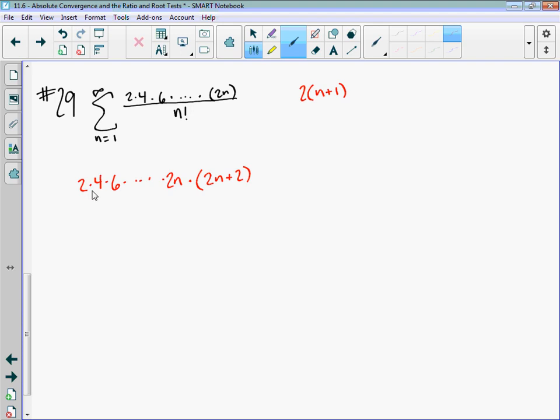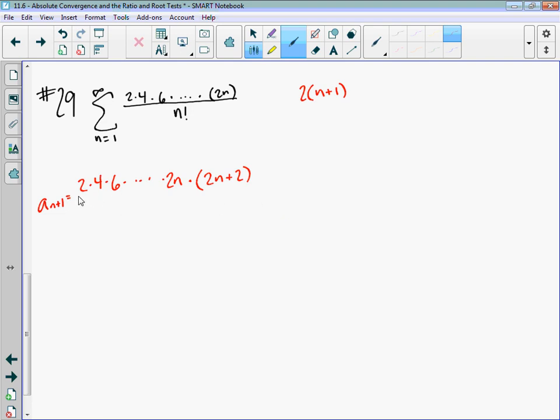Where'd you get 2n plus 1? This here? This is my a sub n plus 1. So I'm finding what my a sub n plus 1 is, and then I'm going to divide by a sub n, or multiply by the reciprocal of a sub n. Does that make sense? We're just starting that ratio test.